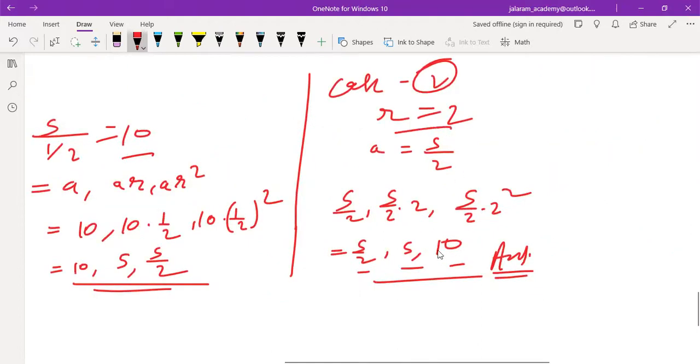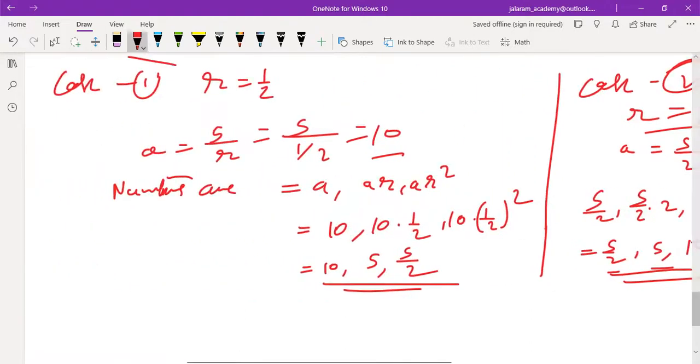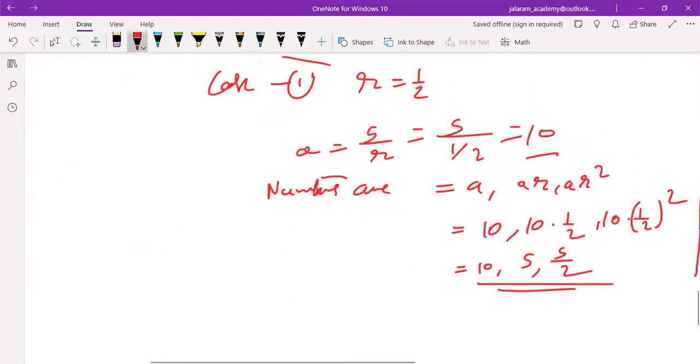If we substitute R equals 2, we get the numbers 5 by 2, 5 and 10. So these two are the methods, and these two are the answers, but we will write only one answer: 5 by 2, 5 and 10. Okay, that's it.